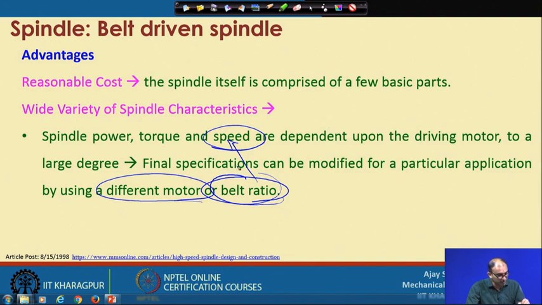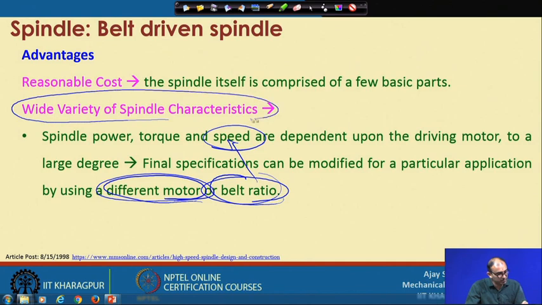But suppose there is no provision to change the belt ratio, that means you are not able to change the size of the pulley, then there is another option: you change the motor, because ultimately nothing is going to change near the spindle and the tooling mechanism, because that is independent. What you need here is a belt around that particular mechanism, and then the motor will take care of the rest. So, that is a very big advantage, that without spending more money, you are actually getting a wide range of spindle characteristics.